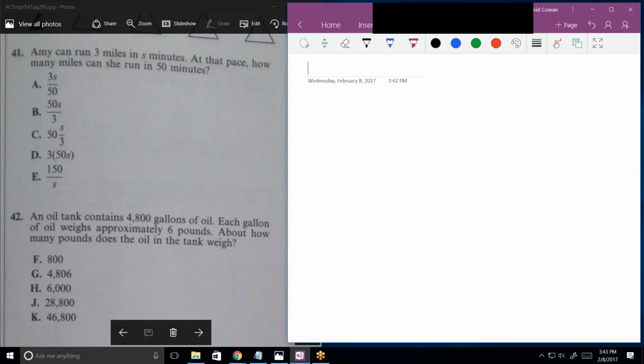Amy can run 3 miles in S minutes at a constant pace. How many miles can she run in 50 minutes? Oh, and it wants the equation. Good, you looked at the answers. 3 miles in S minutes. 3 times S divided by 50 is what my first guess would be, so that'd be A. It's been a while since I've done this, so I don't know right offhand if that's A.